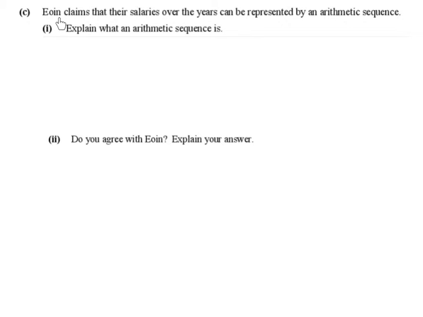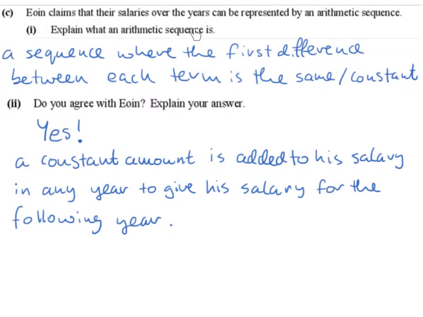Part C. Owen claims that their salaries over the years can be represented by an arithmetic sequence. Part 1. Explain what an arithmetic sequence is. Part 2. Do you agree with Owen? Explain your answer. So what is an arithmetic sequence? Well, it's a sequence where the first difference between each term is the same or constant.